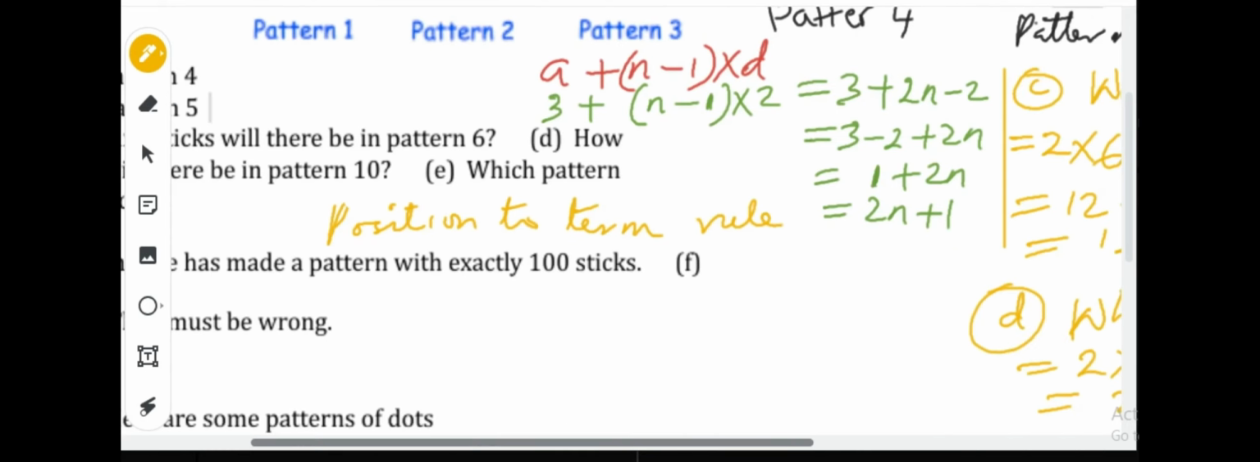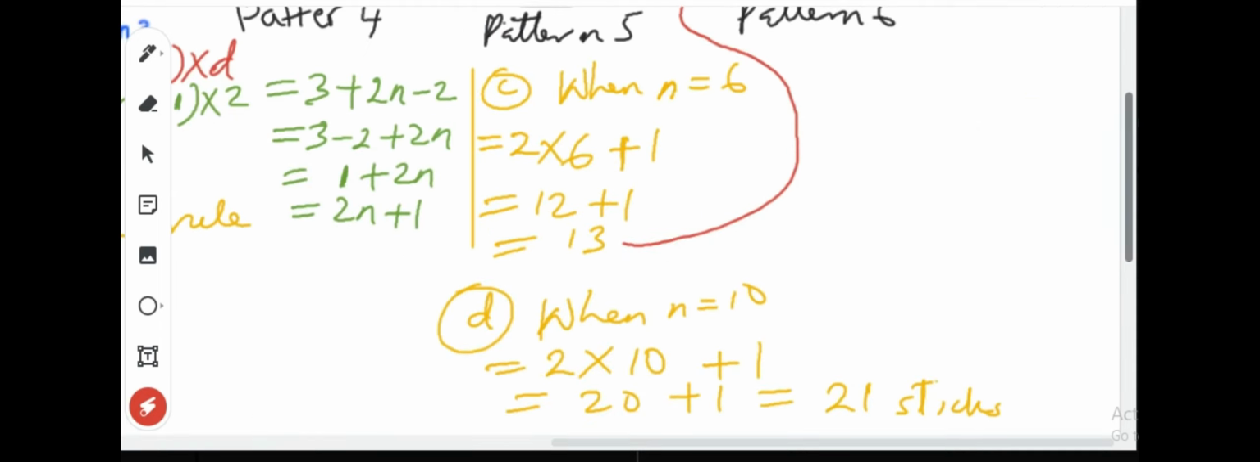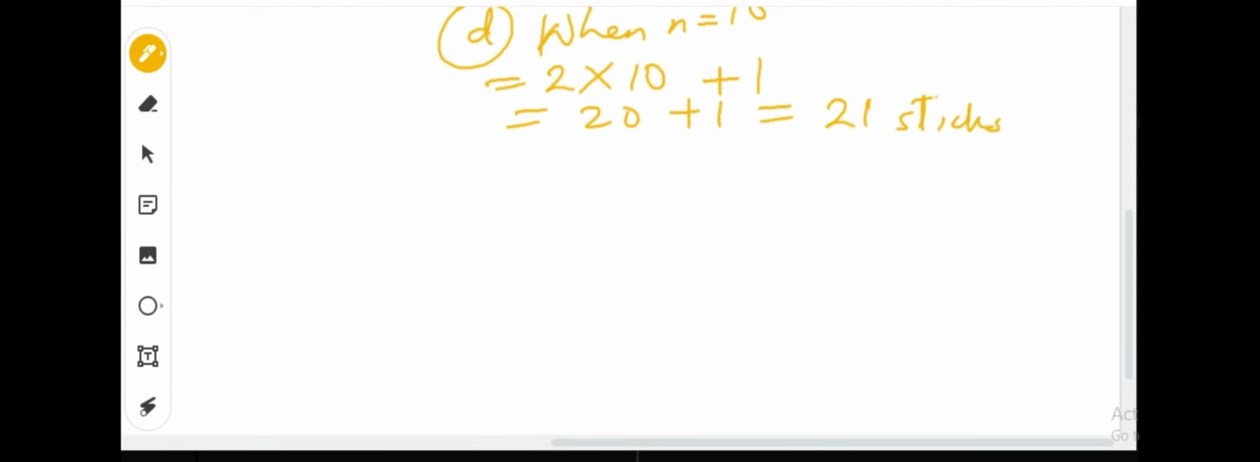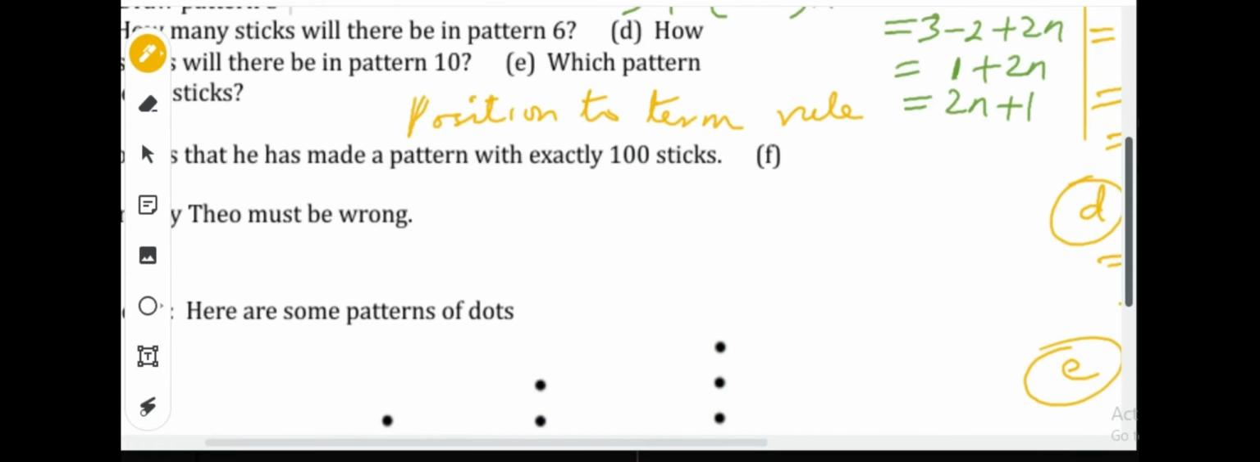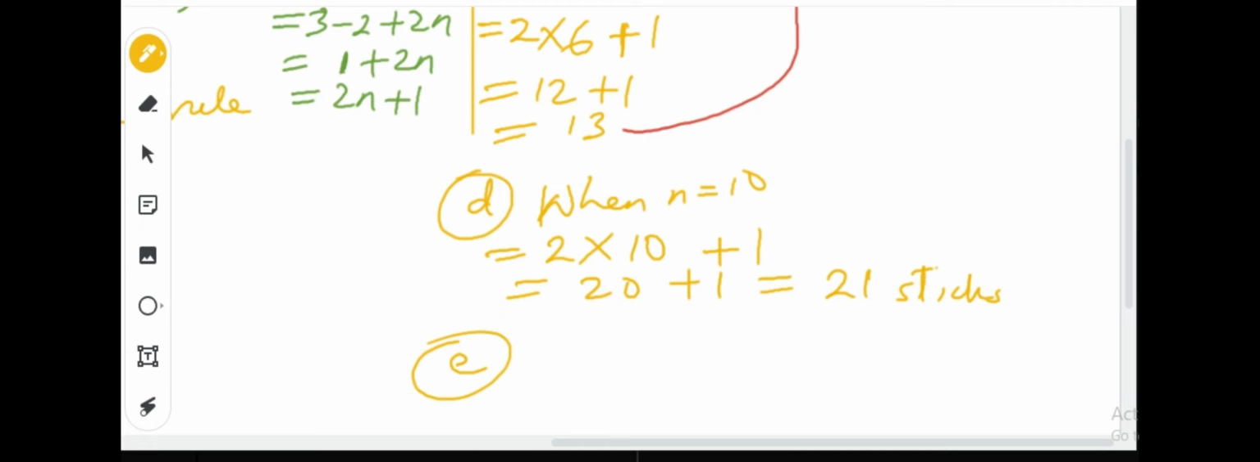Then it says, which pattern uses 31 sticks? That's E. So it means the answer is already 31. We simply say 31 is equal to the formula. Remember, the formula is 2n plus 1. So 31 is equal to 2n plus 1.